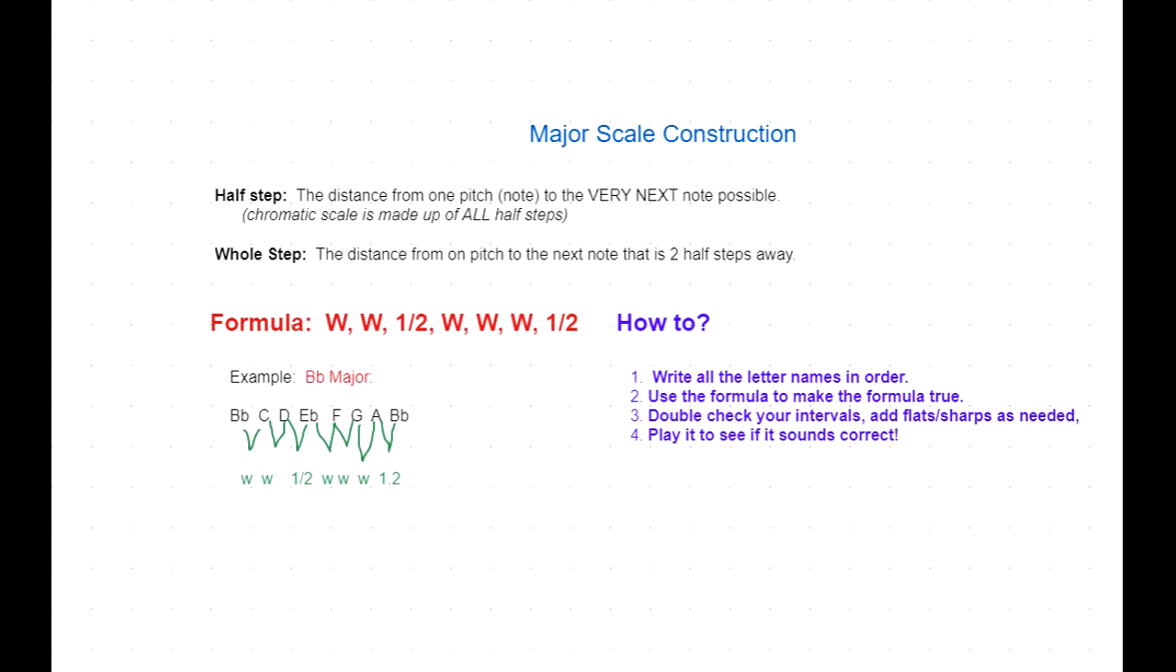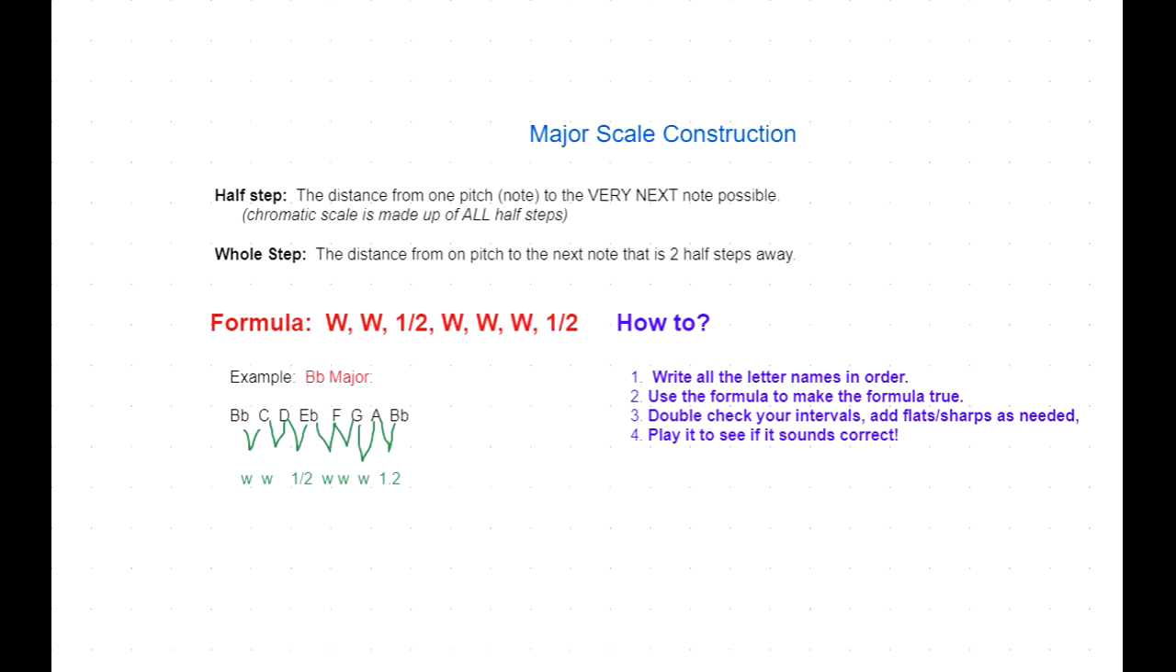In the purple right next to it, I have written how to make a major scale. The first step is just to write out all the letter names in order. If you're starting on C, you would go C, D, E, F, G, A, B, C. All the letter names must be used. You can't use any of them twice except for the very first one. So you can't go C, C, E, F, F, A, something like that. You have to do them all in order, just like the alphabet.